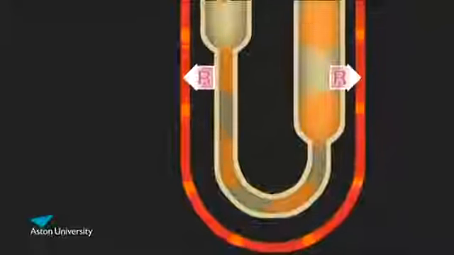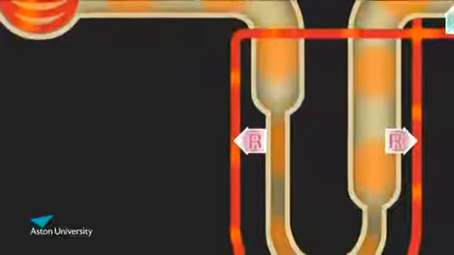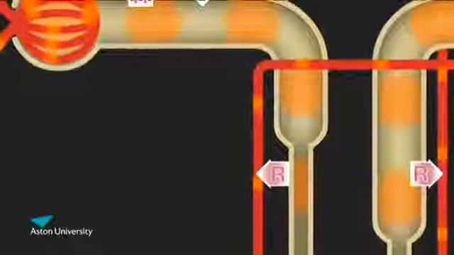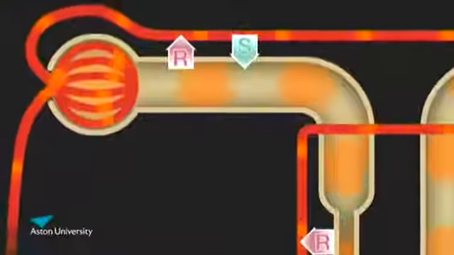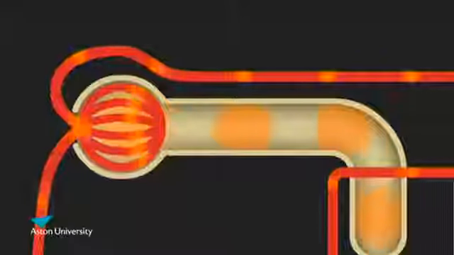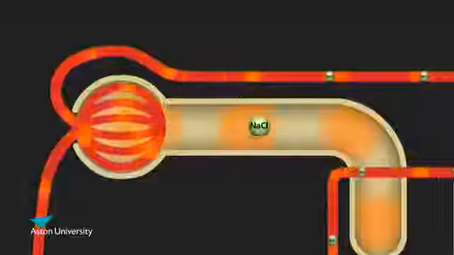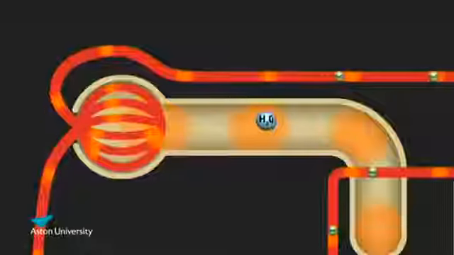99% of the filtrate is reabsorbed through a mixture of passive diffusion down an osmotic or concentration gradient and active transport by pumping against a concentration gradient. The kidneys can conserve water. The only way that the body can move water is by moving sodium chloride first.